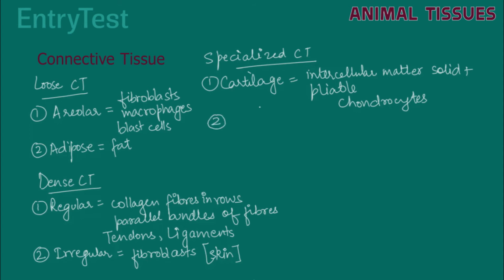The second important specialized connective tissue is bone. We'll be discussing the details of the cartilage and the bone later on as well. But right now you need to know that the bones have a very hard and non-pliable ground substance. So you cannot change it or twist it like you can change the cartilage. So a non-pliable substance is there, which is very rich in calcium salts and collagen fibers. And the cells of the bone are known as osteocytes.